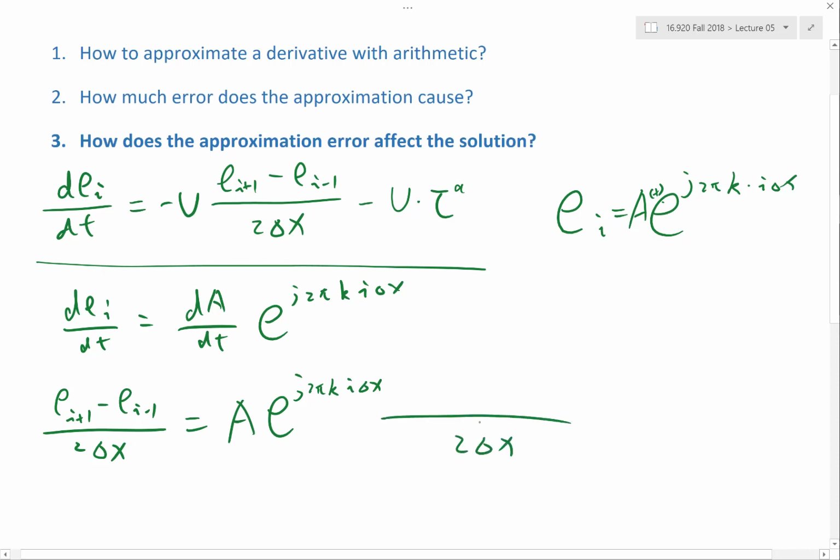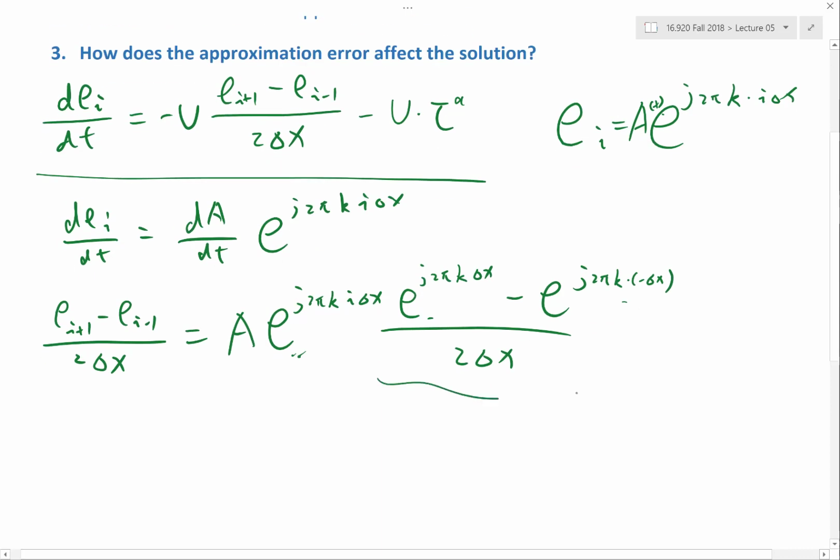What's left is, for I plus 1, an additional multiplicative factor of j 2 pi k delta x. This times this is actually I plus 1 times delta x, minus e to the minus j 2 pi k delta x, and this times this is actually I minus 1 times delta x. So in this case, we can simplify this a little bit further, because we have the exponential of something minus the exponential of the negative of the same thing.